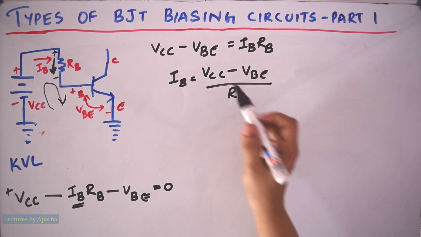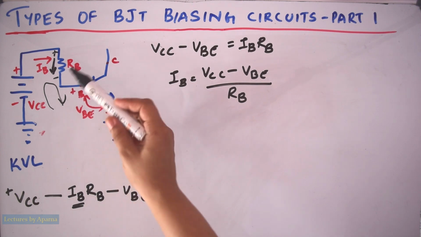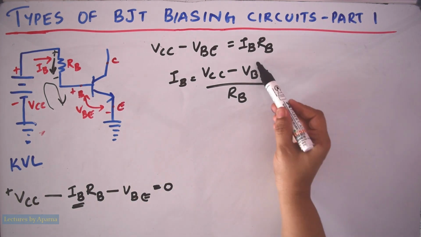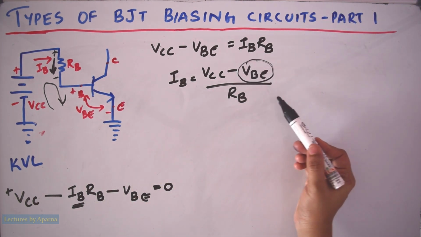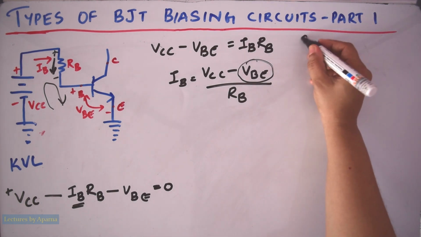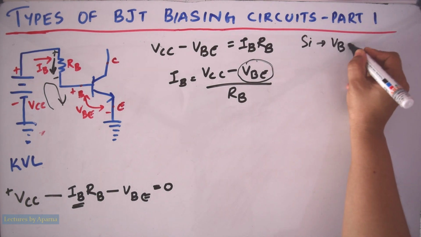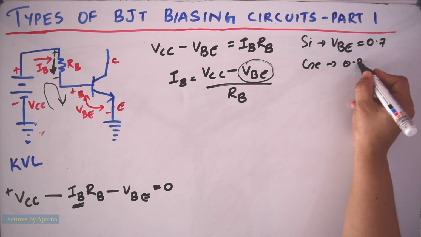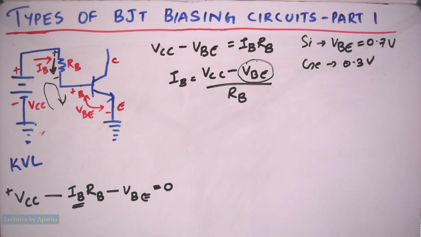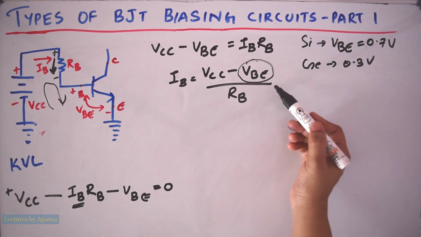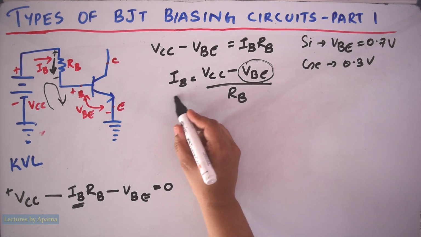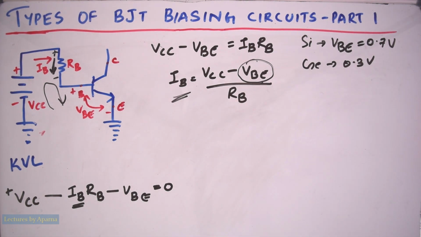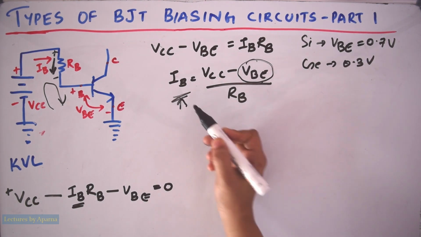VCC and RB are given here. The values will be here. And VB value for a silicon transistor will be 0.7 volt. If it is germanium transistor, its value will be 0.3 volt. So accordingly you can substitute these values for VB and find the value of IB. So IB will be fixed.